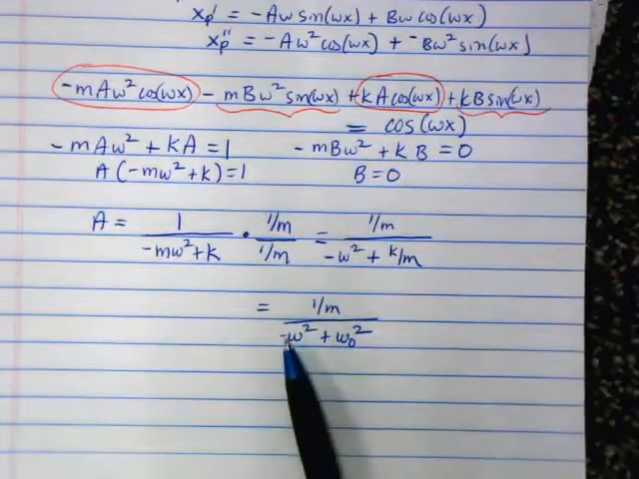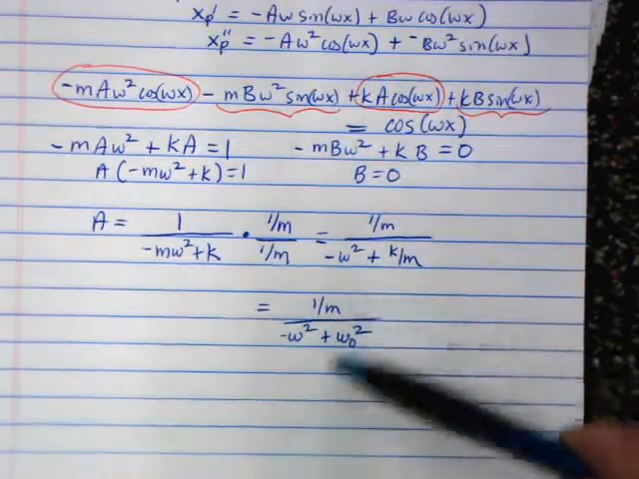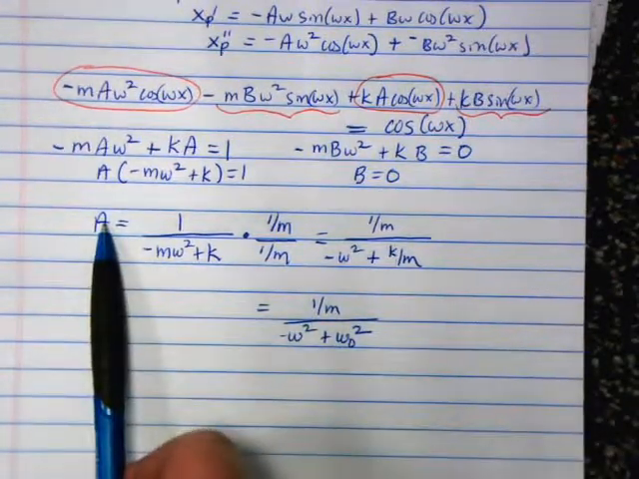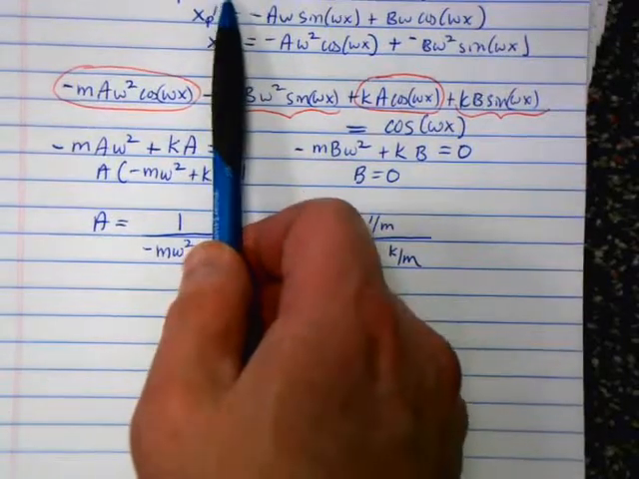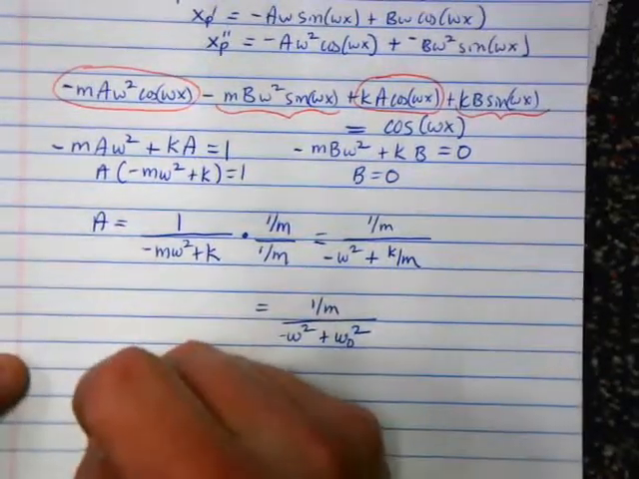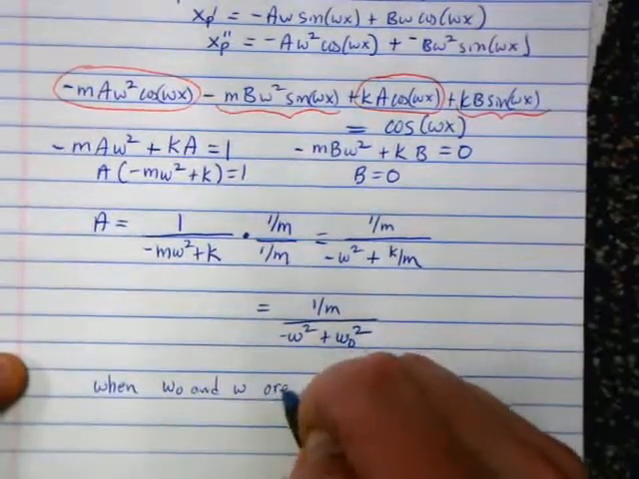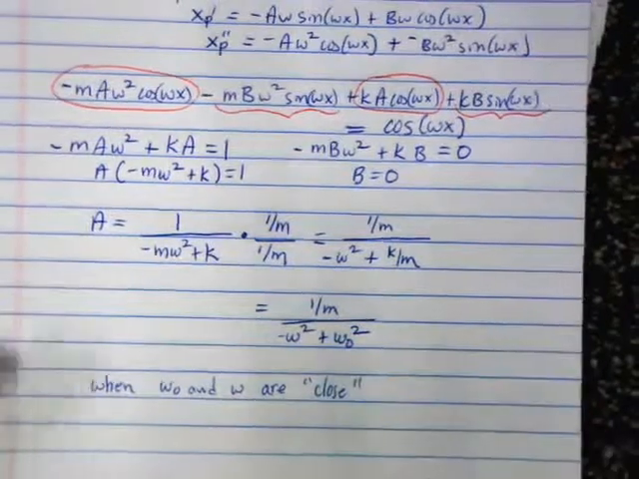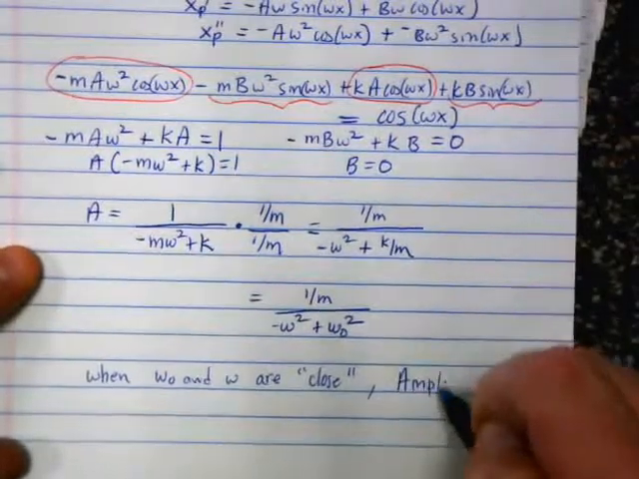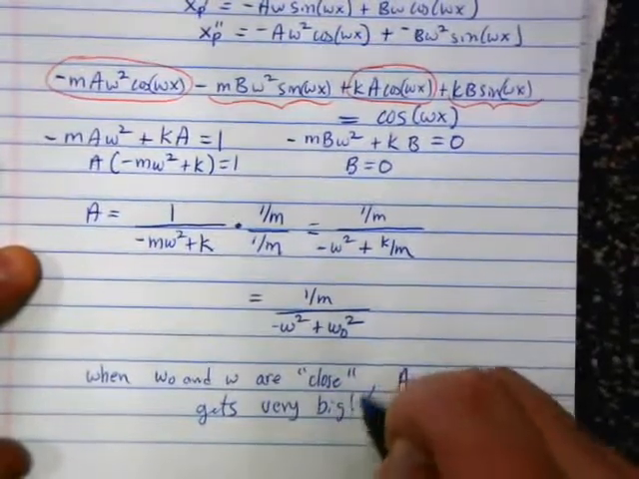You're going to get something that's close to 0 on the bottom. What happens when you get something close to 0 on the bottom to the whole fraction? It gets really, really big. And this is our number A. A, back up here, is the amplitude of that function, isn't it? So when omega naught and omega are close, whatever close means, how close do you want them, the amplitude gets very big.